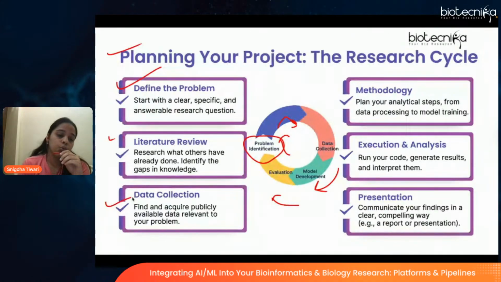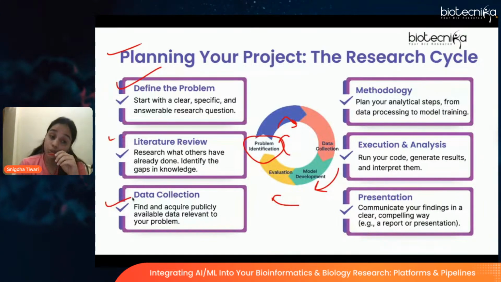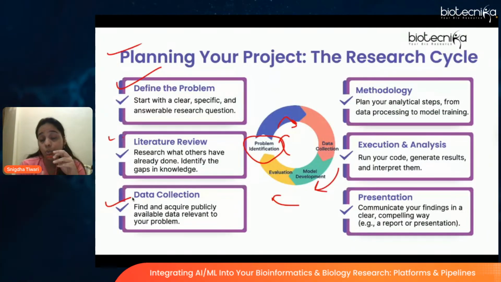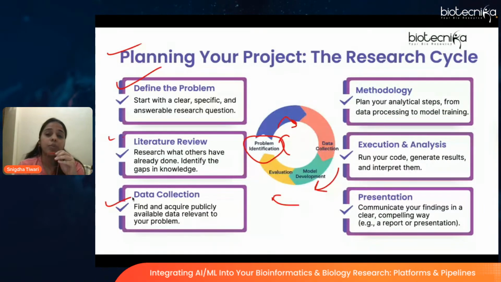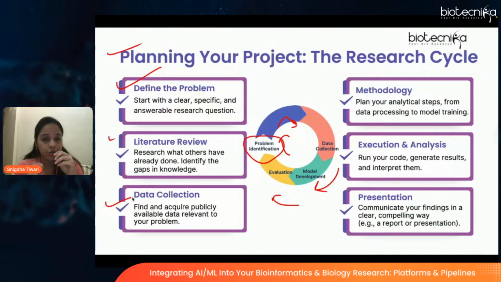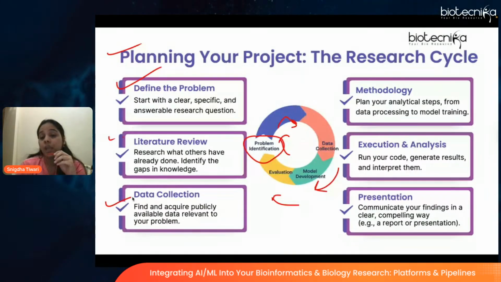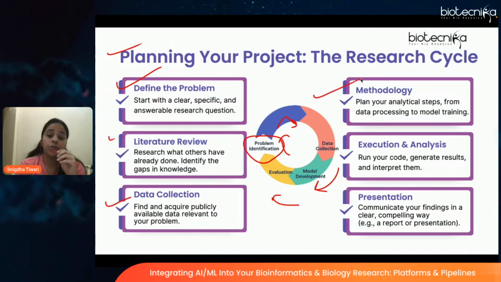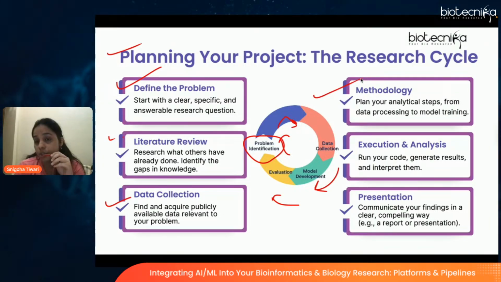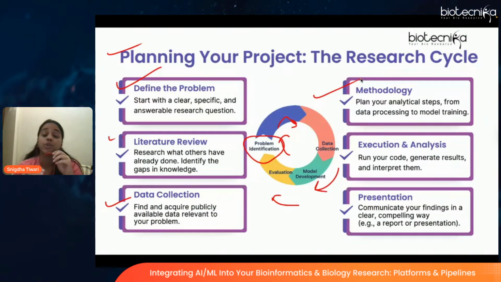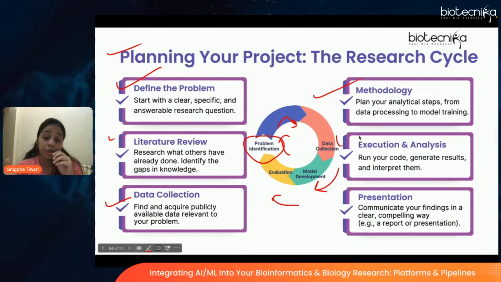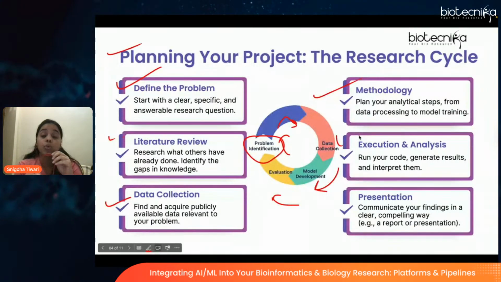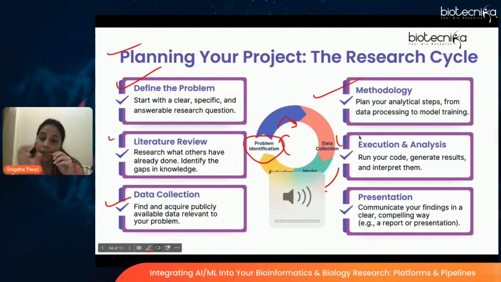After doing the literature review, you have to collect your data for the analysis. So collect your data, find what is there, and acquire publicly available databases relevant to your problem, whether working with drugs, omics data, whatever it may be. After your data collection, one should analyze the methodology. Plan your analytical steps from data processing to developing a pipeline, then training, and then the evaluation.